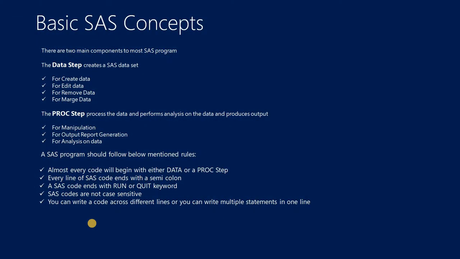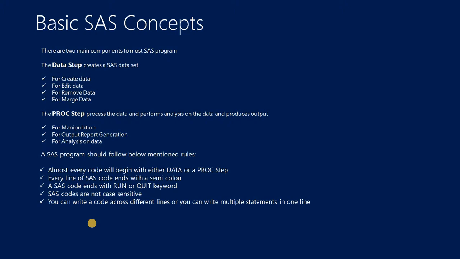So the basic SAS concepts: we have two main components in SAS, the data step and the proc step. First we see the data step. The data step creates a SAS data set, to create data, add data, remove data and merge data. And the proc step is used to process the data, perform analysis on the data and produce output. The proc step is used for manipulation, output, report generation and analysis on data.